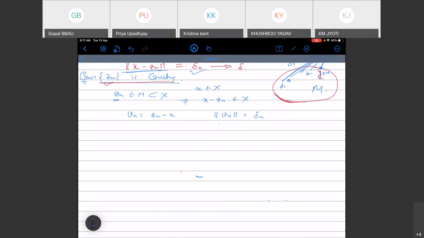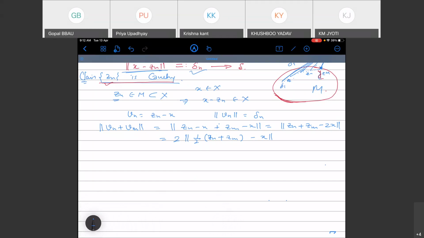Now we will use the parallelogram law. For that, first consider Vn plus Vm. It will be Zn minus X plus Zm minus X, which is Zn plus Zm minus 2x. Correct? Now bring 2 out, so you get norm of 2 times (1 by 2 (Zn plus Zm) minus X). Okay? Yes, sir.